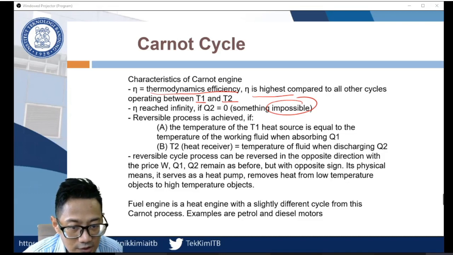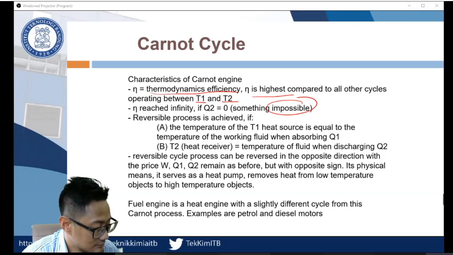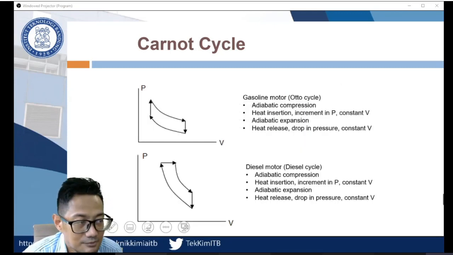Now, the fuel engine itself, the real one, is slightly different from this cycle. So the Carnot process is really an ideal process. An example is petrol or gasoline motors as well as diesel motors. The engine is not following the same principle. Now let's discuss the real case of the engine.